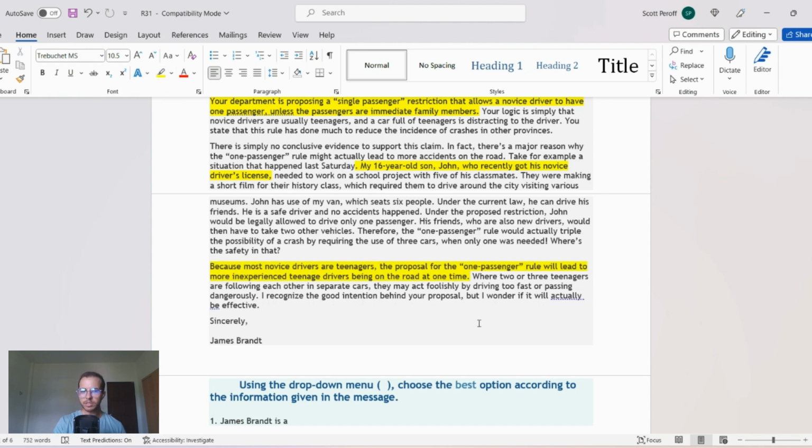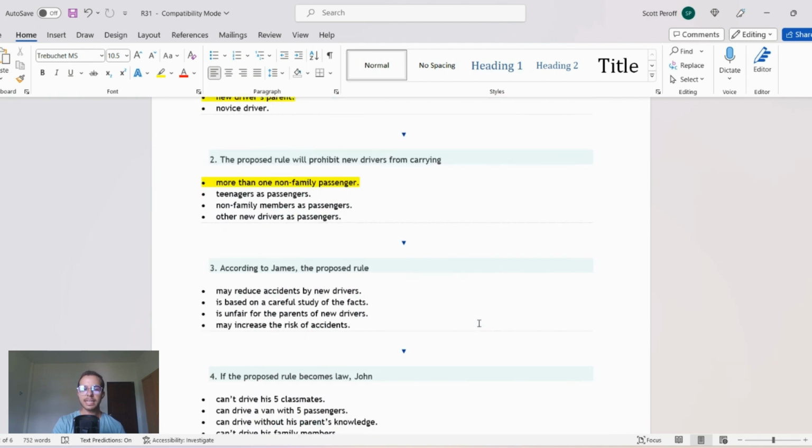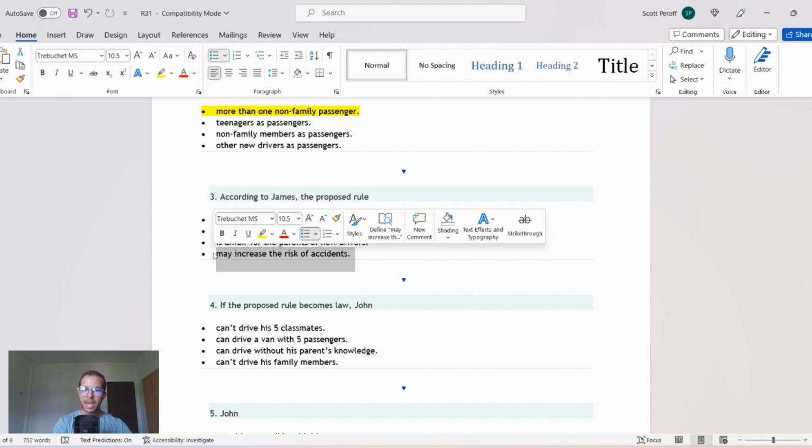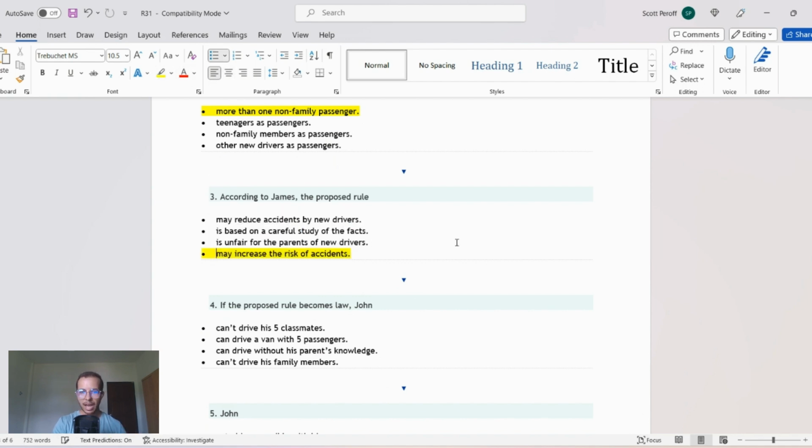"Because most novice drivers are teenagers, the proposal for the one passenger rule will lead to more inexperienced teenagers driving on the road." So he thinks that it is unsafe. So he thinks it may increase the risk of accidents.